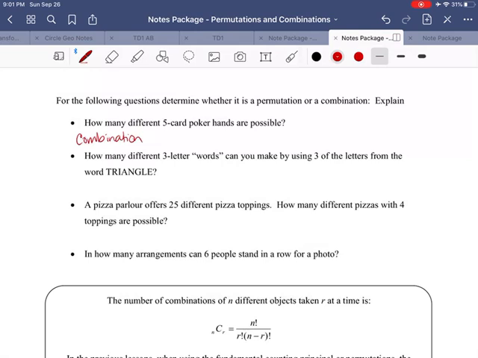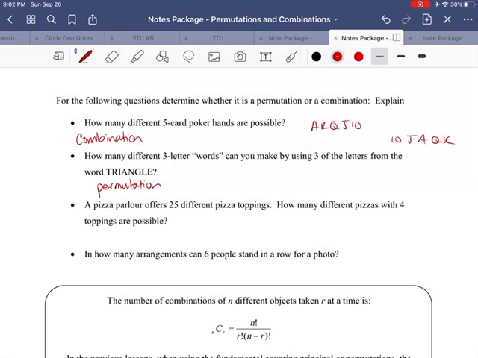The order doesn't matter. If you've got ace, king, queen, jack, and 10, that's the same hand as if you have 10, jack, ace, queen, king. It's the same hand. It has the same value. So that would be a combination. How many different 3-letter words can you make using 3 letters from the word triangle? That's a permutation.